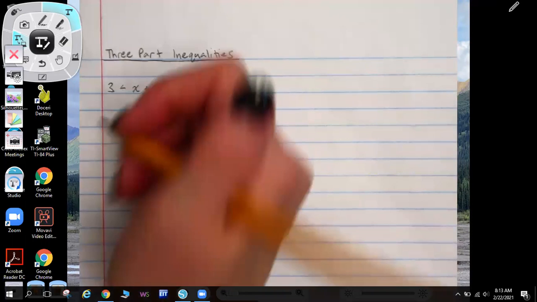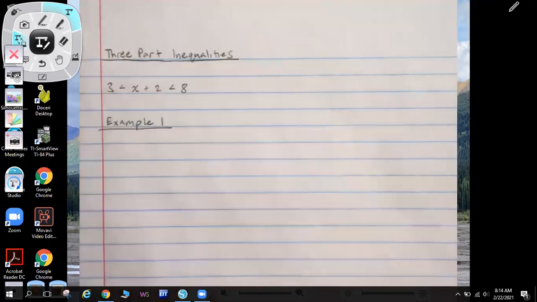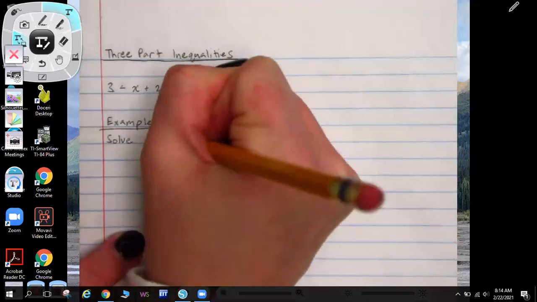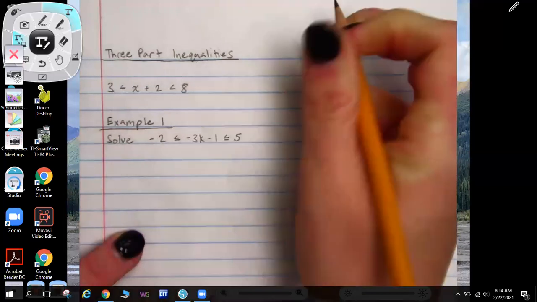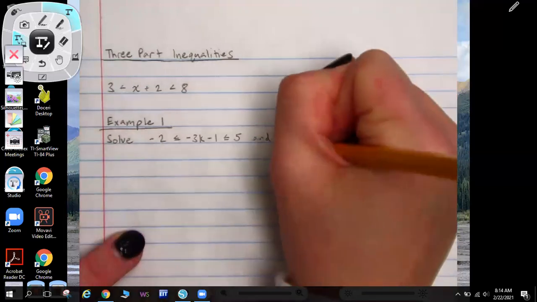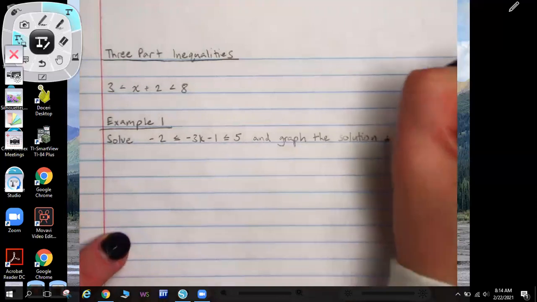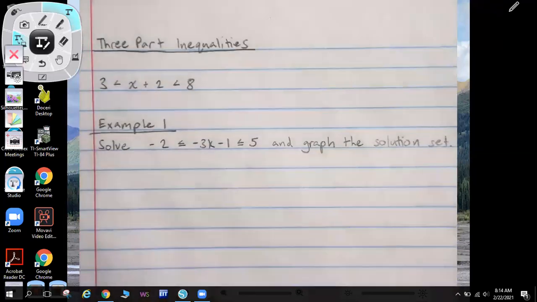Okay, we're going to just dive right into some examples. Example 1. Solve -2 is less than or equal to -3k minus 1 is less than or equal to 5.